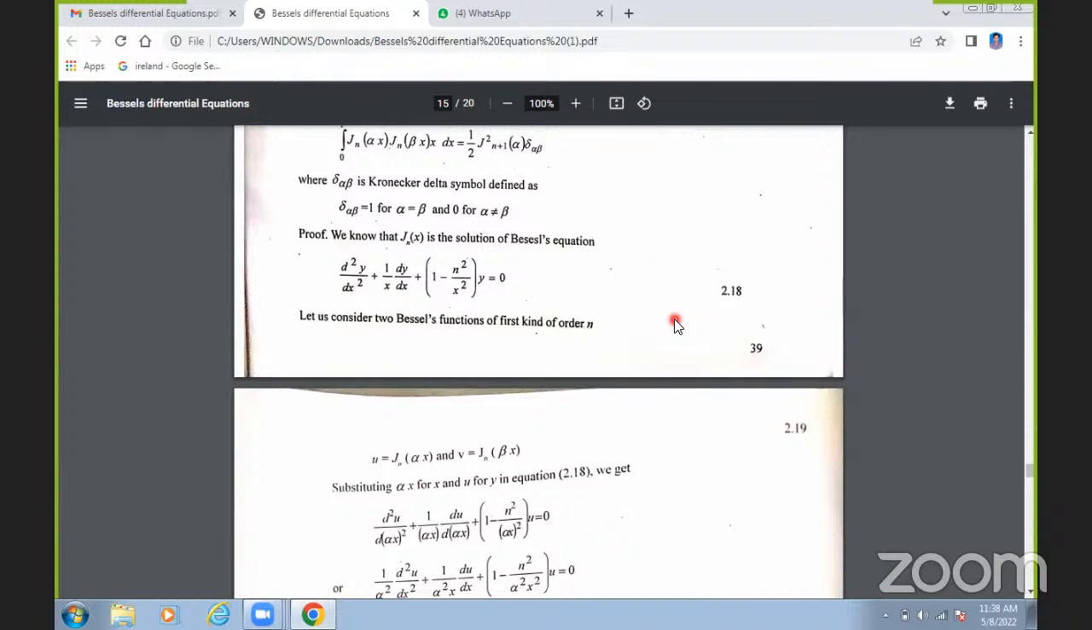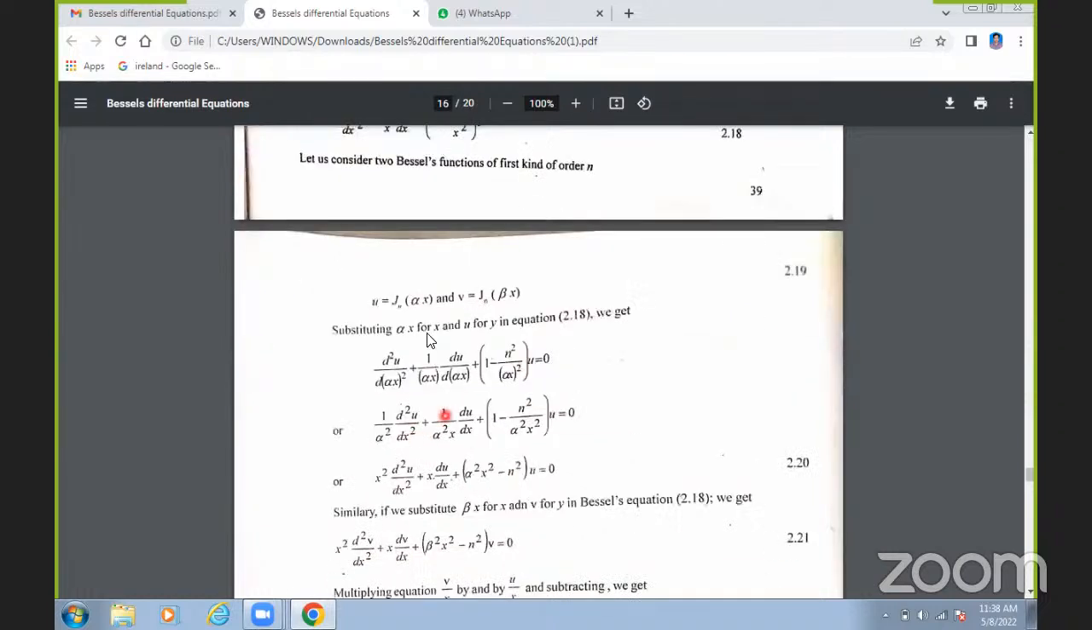The first kind we have is Jn of alpha x and Jn of beta x, which we call u is equal to Jn of alpha x and v is equal to Jn of beta x. By taking these two Bessel's functions of the first kind of order n, we will substitute alpha x for x, and u for y.